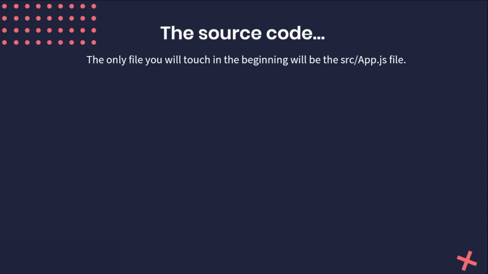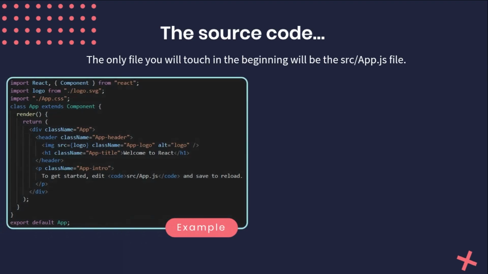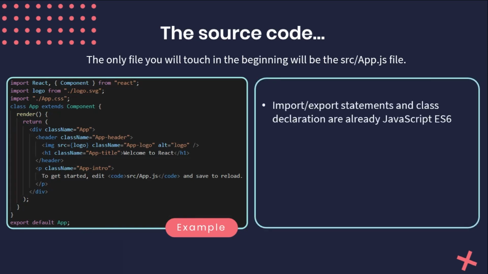In the previous lesson, Create React App already bootstrapped a boilerplate application for us. All files come with default implementations. Let's dive into the source code. The only file that you'll touch in the beginning will be the src/app.js file. Don't get confused by the import and export statements and the class declaration. These features are already JavaScript ES6.